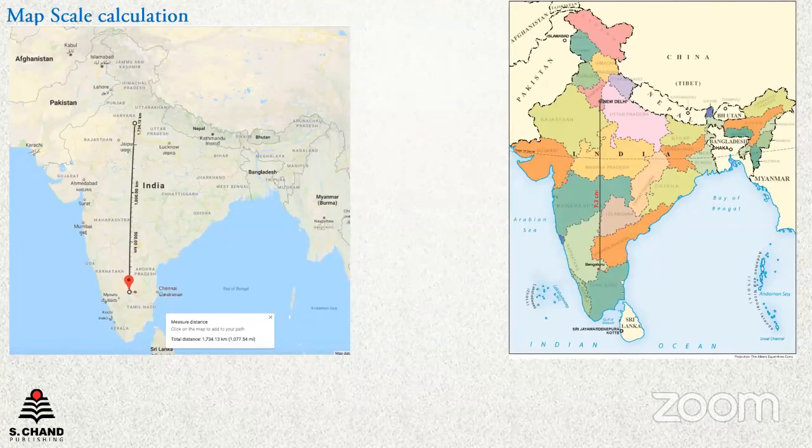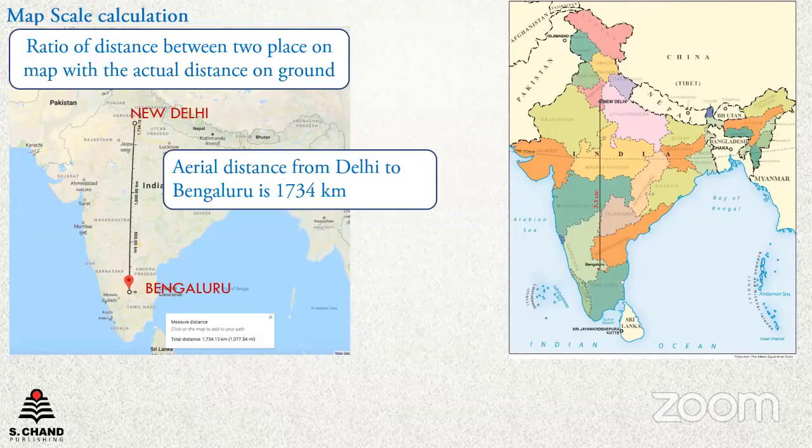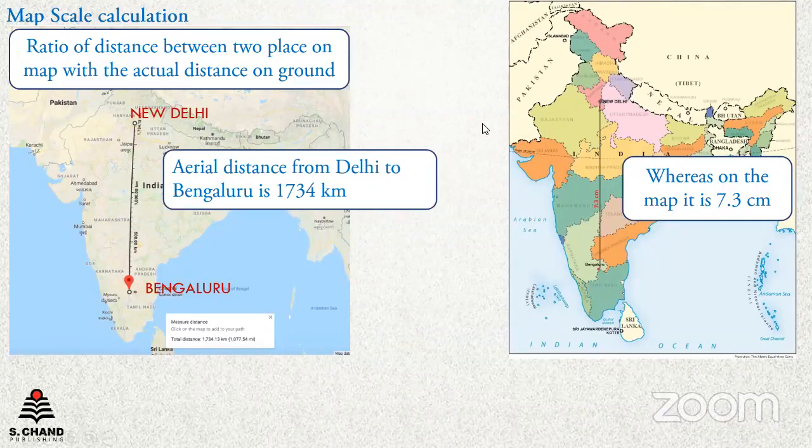For this purpose, we have chosen very simply two points. Everyone knows the very basic definition: it is a ratio between the two places on the map and the actual distance on the ground. So first, the two places on the map: New Delhi and Bangalore, I have mentioned here. And the same two places are mentioned on the Google map. We know that the distance from Bangalore to New Delhi is actually 1734 kilometer. The aerial distance we can easily measure. But on the map, it is 7.3 centimeter.